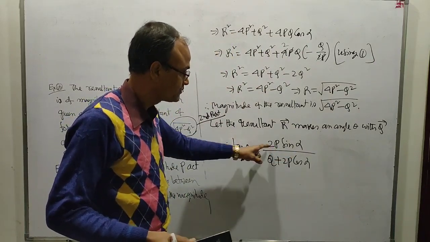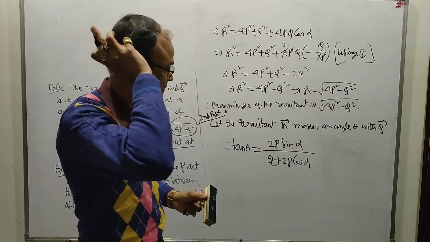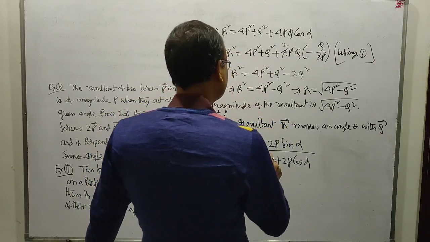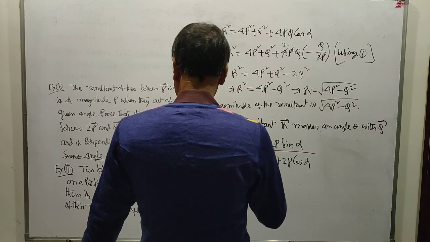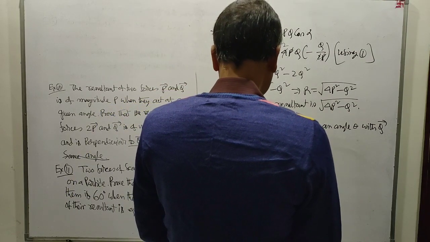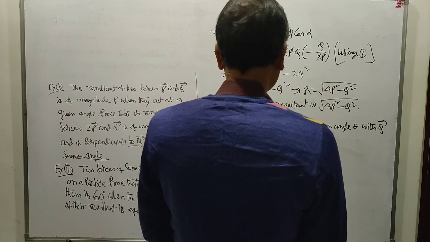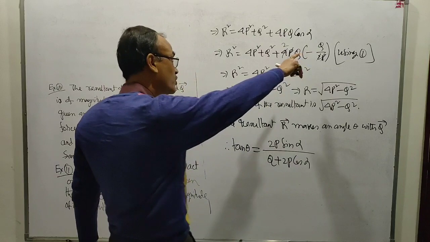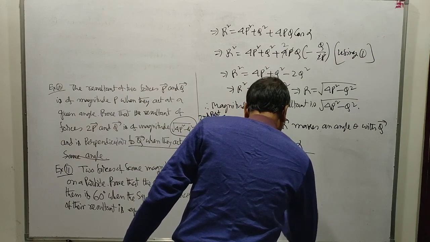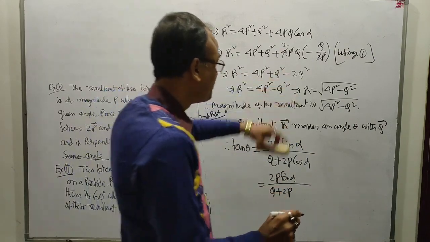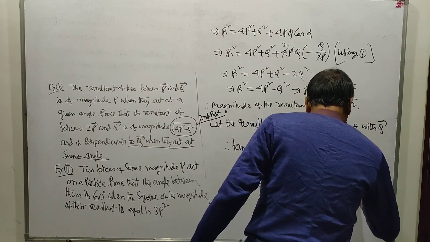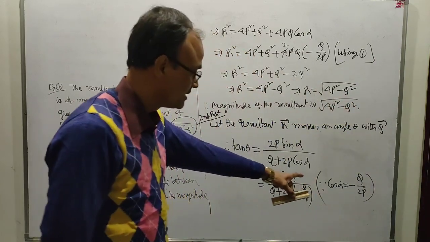Now, twice P sin alpha divided by Q plus twice P cos alpha. Now, you see, this is equal to tan theta. Cos alpha equal to minus Q by twice P. Use this: twice P sin alpha divided by Q plus twice P times cos alpha, which is minus Q by twice P.